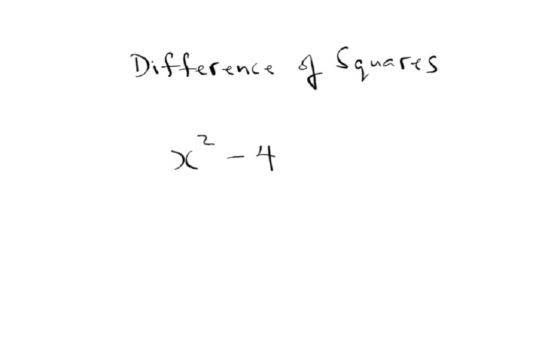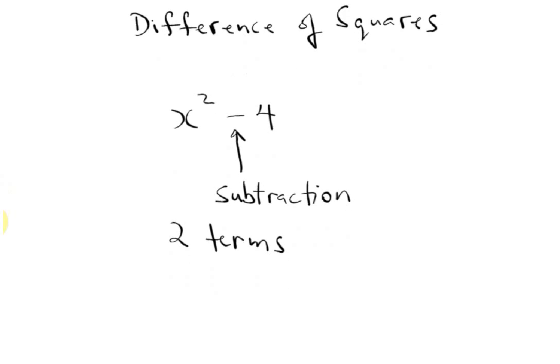We recognize that this is a difference of squares because of two things. Importantly, it is subtraction, so that it is in fact a difference. And the other thing is that there are two terms. We have the x squared and we have the minus 4. So those are the two terms that we are going to be factoring.